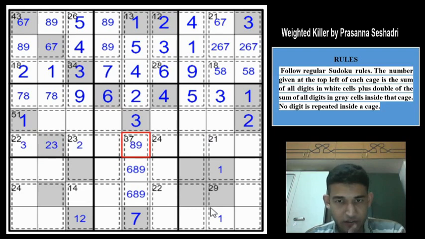Okay, now where do we need to focus? 1 must be in one of these two cells, standard classic rules, so 1 must be here. Okay.